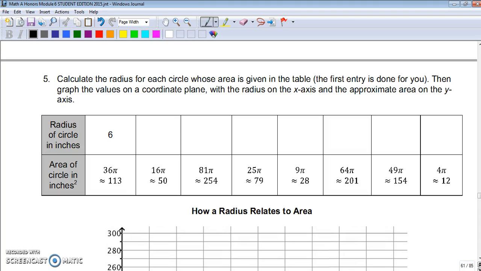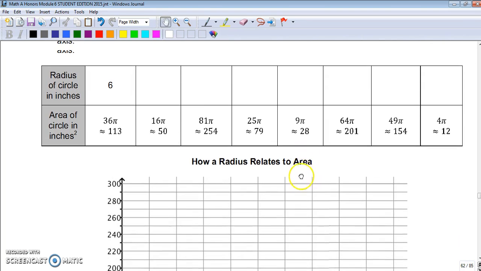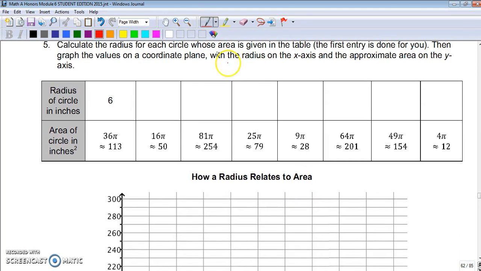Then graph the values on a coordinate plane with the radius on the x-axis and the approximate area on the y-axis. And so we are working backwards on these, remembering that this is the area formula for a circle, pi r squared. So the first one was that if the area was 36 pi, that 6 squared would get us our 36. And the pi is coming because that's built into the area equation.